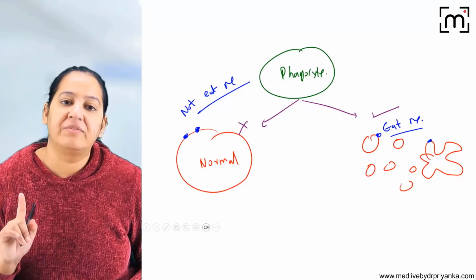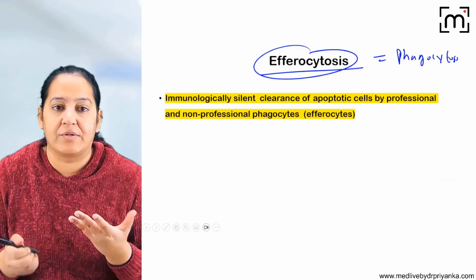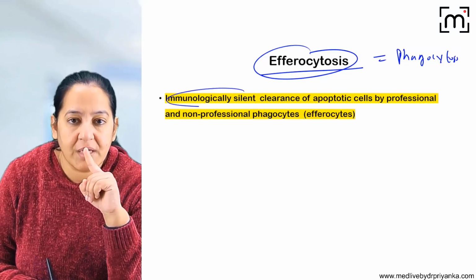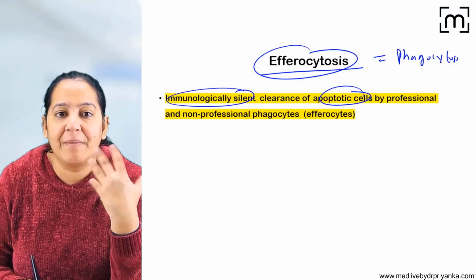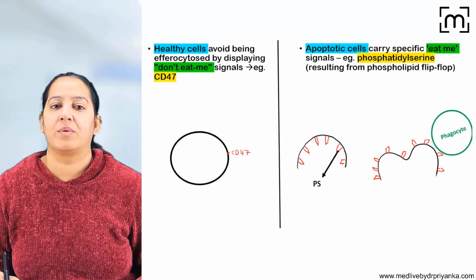So what is the name of these signals? Not eat me and eat me. So you got my point. That is efferocytosis. Efferocytosis means immunologically silent clearance of apoptotic bodies by the professional and non-professional phagocytes. The professional and non-professional phagocytes are known as efferocytes.